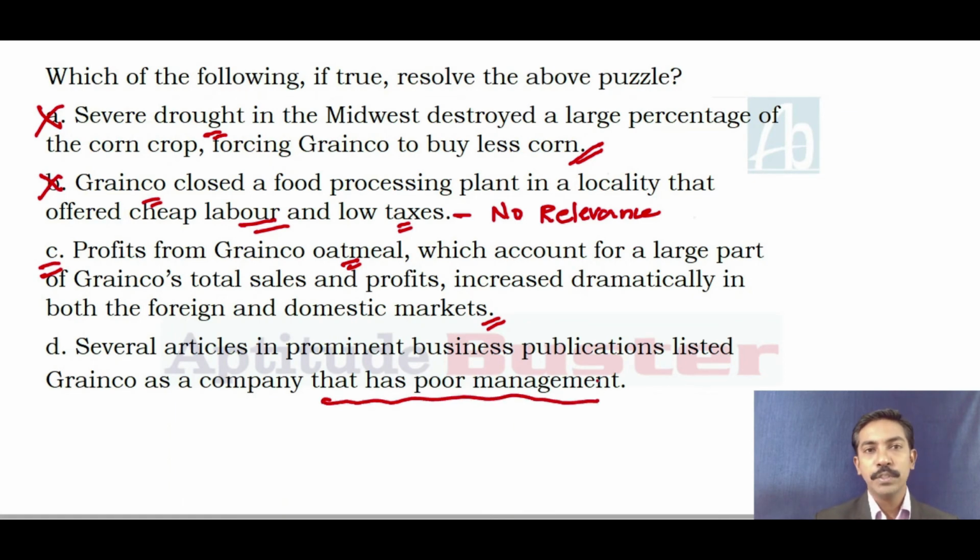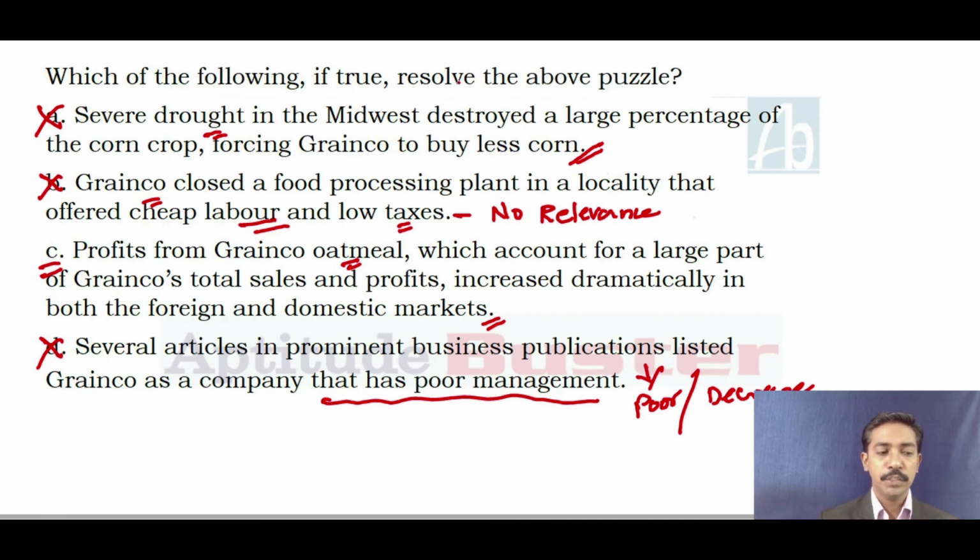Those who stay in touch with newspapers or those who watch news regularly can easily associate this idea and the impact of this idea. If there is an article that says Grainco has poor management, then that must have resulted in a decrease in stock value. Here the stock value has gone up. So option D doesn't solve the puzzle. We can eliminate this option.